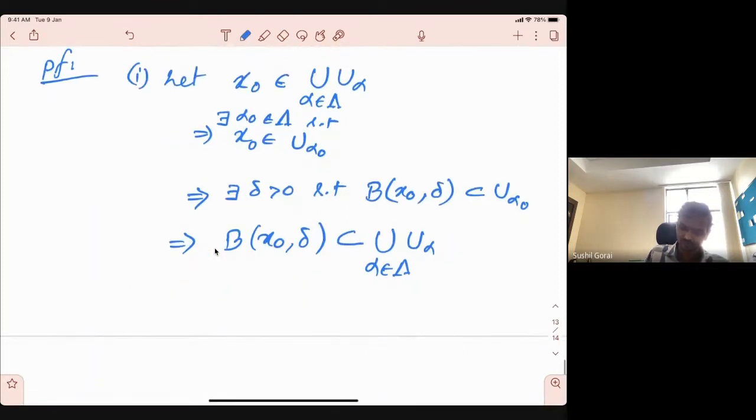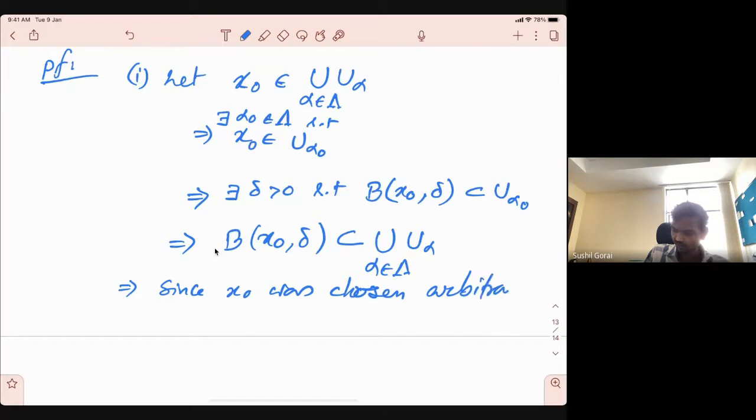All right. So this implies x naught is an interior point. Did I define interior point? I may not have defined it yet. So this implies that since x naught was chosen arbitrarily, the union of U alpha, alpha in the index set, is open. All right.